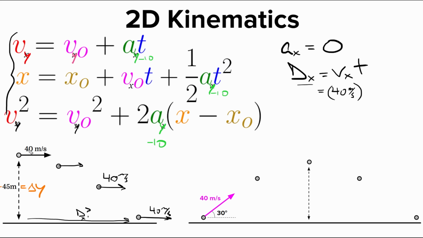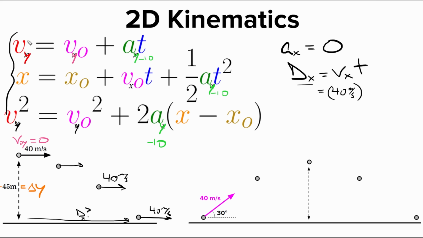You might be like, oh yeah, v initial is 40. Not in the y direction, it isn't. V initial in the y direction is 0. People are like, 0? But it's moving. Yeah, I know, but it's not moving vertically. This has no vertical motion in the y direction. So we got delta y, v initial y, a. We want to find the time. What got left out? What got left out was v final.